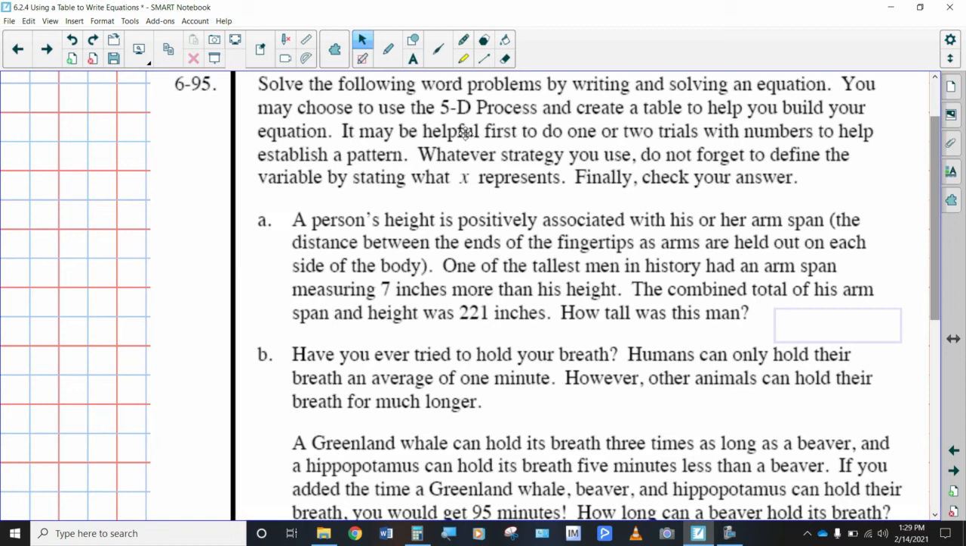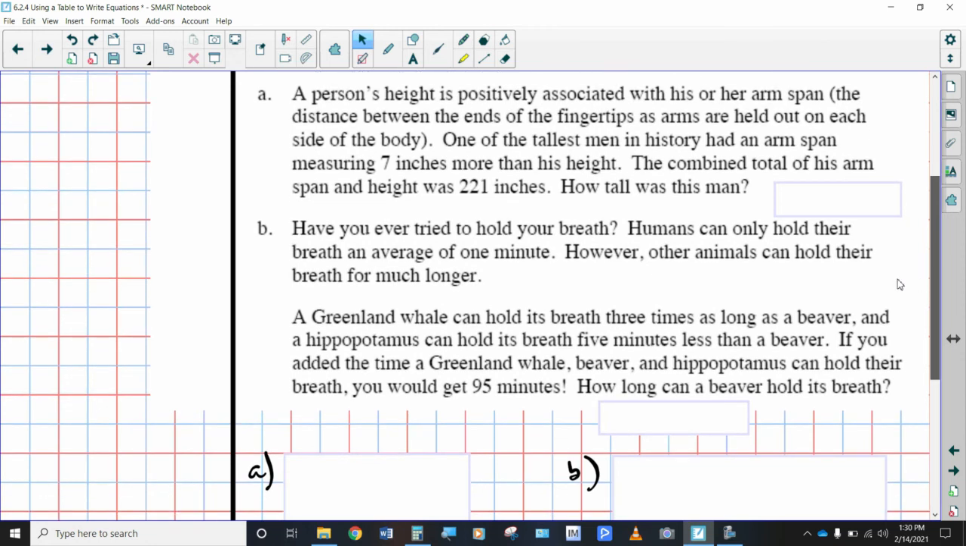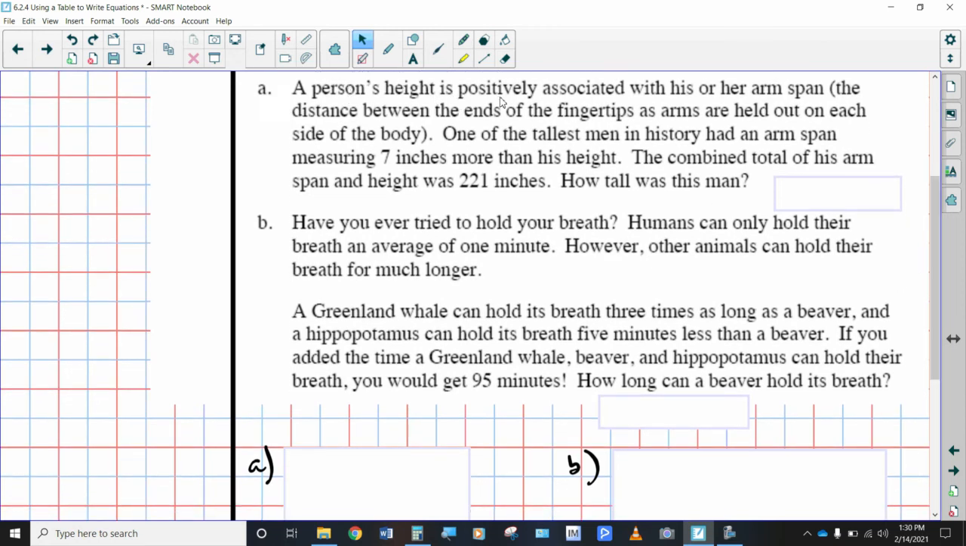So this suggests that it might be helpful to get started with a table and do a couple trials just to get your mind in the right space. If you want to do that and then shift to solving algebraically, you can do that too. All right, so let's take a look at problem A, and we'll solve that first, and then we'll move on to problem B. The person's height is positively associated with his or her arm span.